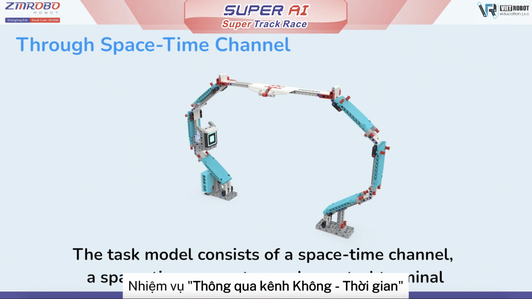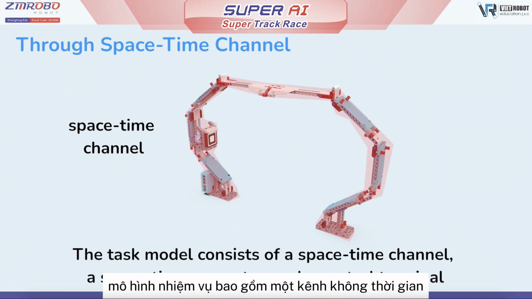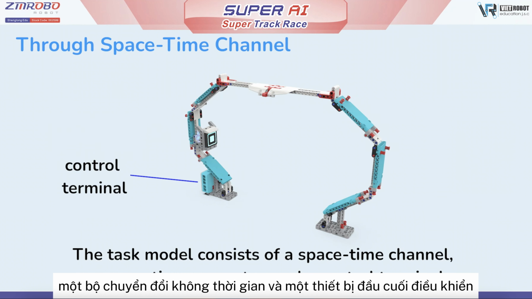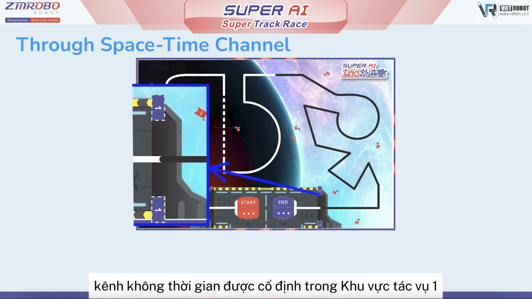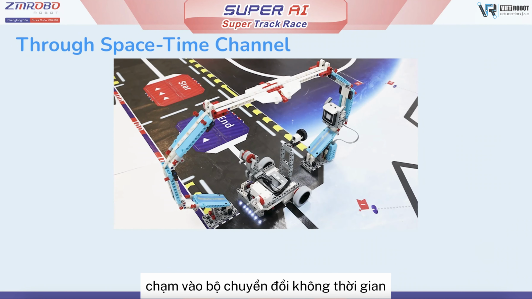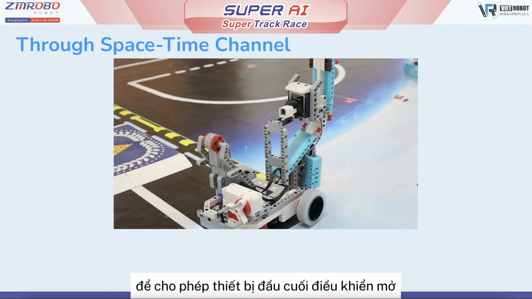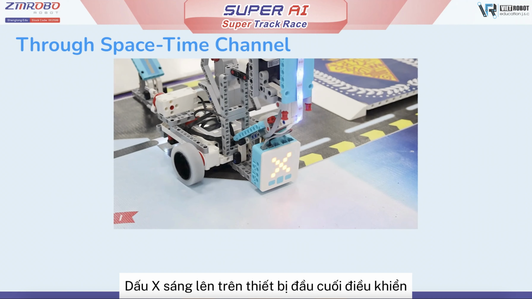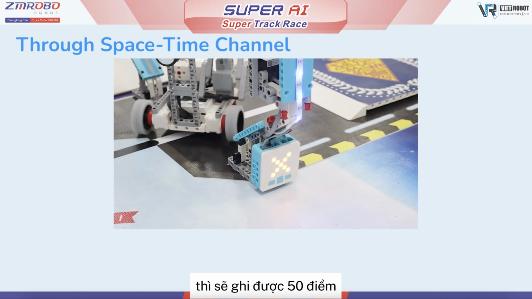Through spacetime channel. The task model consists of a spacetime channel, a spacetime converter, and a control terminal. The spacetime channel is fixed in task area 1. The robot needs to use the key to touch the spacetime converter to enable the control terminal to open the spacetime channel. The X mark lights up on the control terminal and can be scored 50 points.